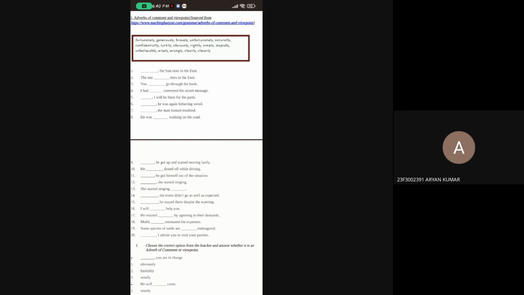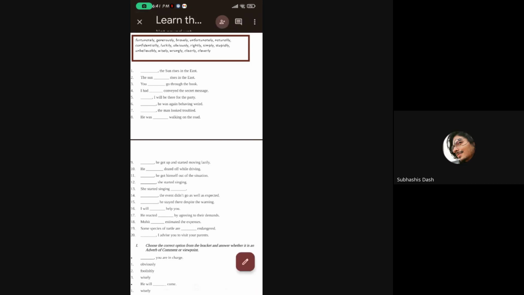Then comes the third one: You dash go through the book. Simply or obviously? You simply go through the book, or you obviously go through the book. Or maybe it is possible, cleverly is fine. Ma'am, wisely. Sorry, what was the last one that you said? I did not understand. Wisely. Oh, wisely. No.